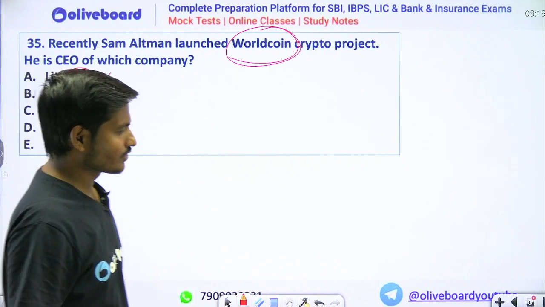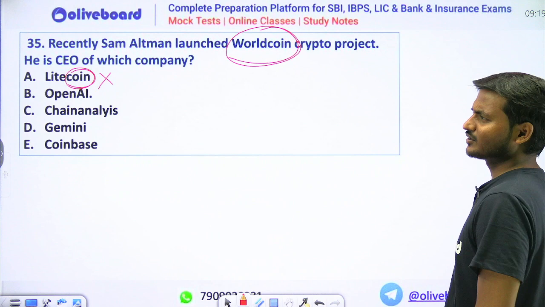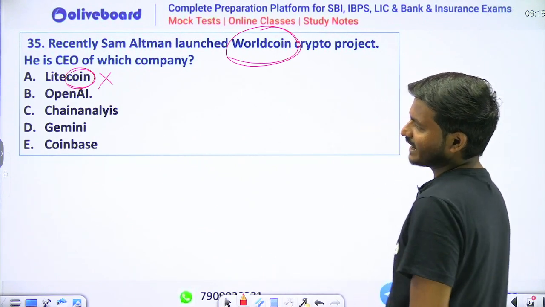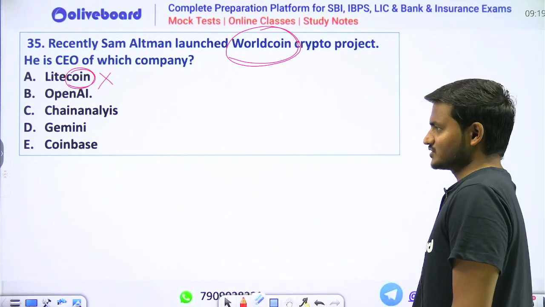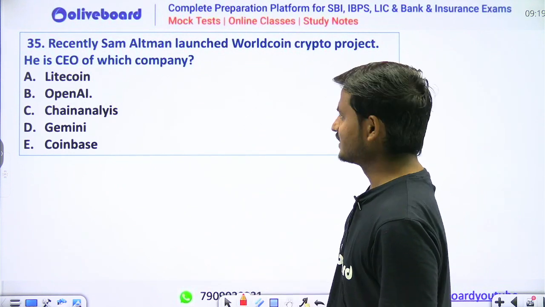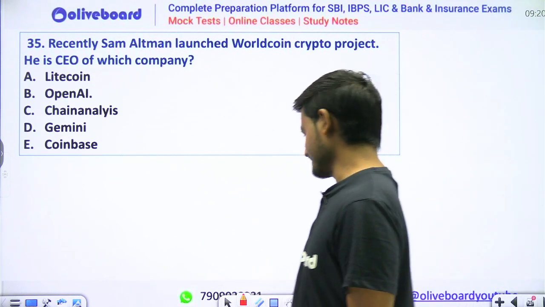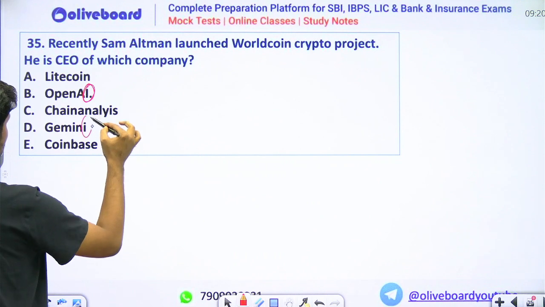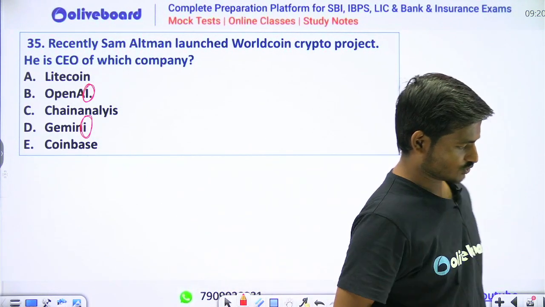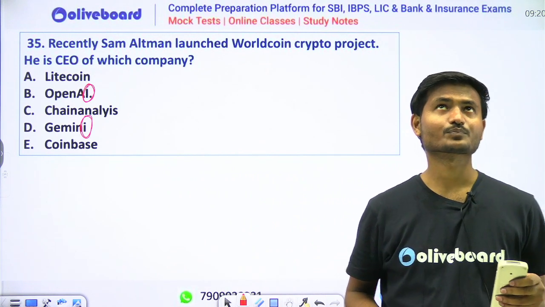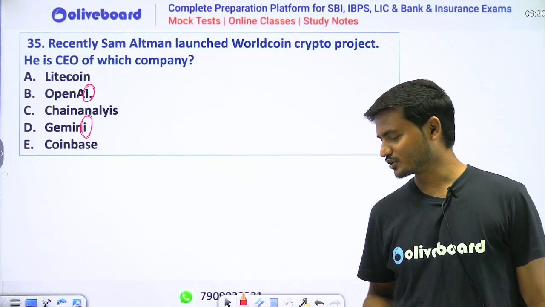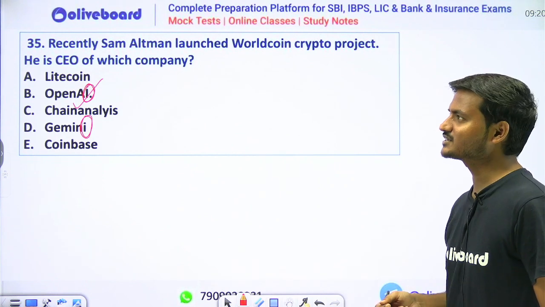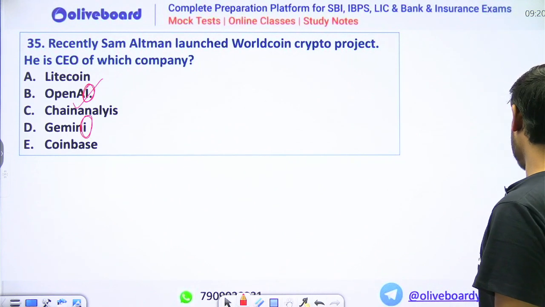I have always told you to try the same initials methodology or elimination method in the options, not in the question. So here the options are Litecoin, OpenAI, Chain Analysis, Gemini and Base. Here you can see that in options B and D, the last word is I: OpenAI, Gemini. So the same initials technique could be useful here, and the answer could be among B and D. OpenAI also suits the world crypto project, so the option is OpenAI, that is B. Okay, cool. Now let's move further with the next question.